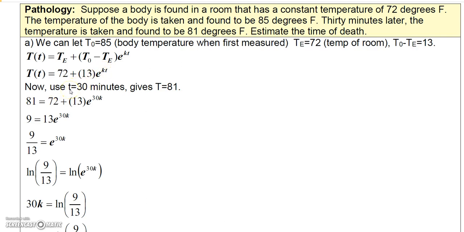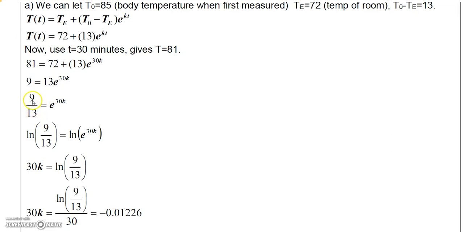Now, we know that we can use t equal 30 minutes. The time is 30 minutes, and that gives us a temperature of 81. So I'm going to replace the temperature with 81 degrees, and I'm going to replace the time with 30 for 30 minutes. So now subtract 72 from both sides, and I'll get 9 equals 13 e to the 30k. Then divide both sides by 13, and I just left it in fraction form this time. I get 9/13 equals e to the 30k.